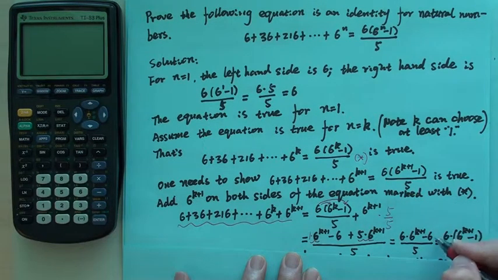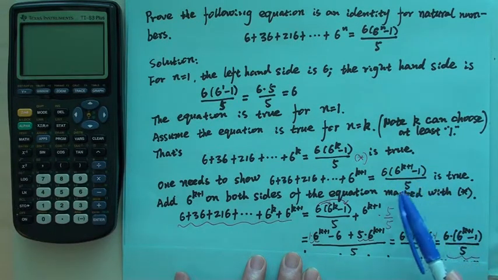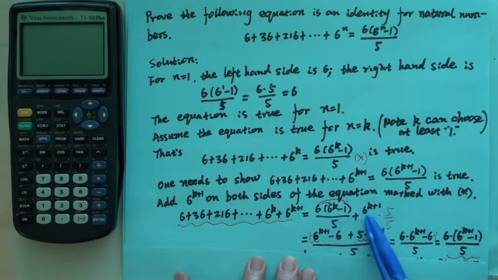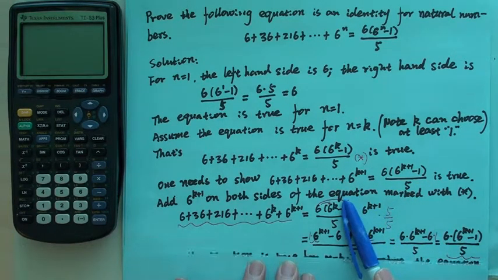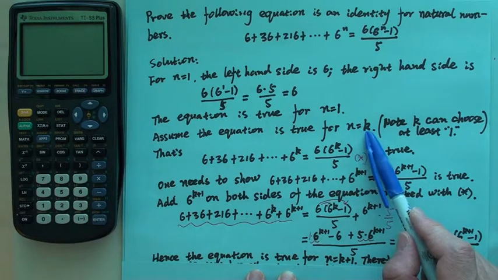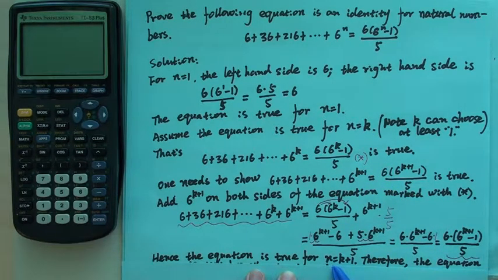Now, 6 times 6 to the k plus 1 minus 6. Remember, 6 again is 6 times 1. Then you can pull this 6 out. Then we'll have a 6 to the k plus 1 left, and here you have a 1 left, and it's subtraction over 5. And this one is exactly the one right here. So starting with the equation star, we have proved this is really true by those steps. Hence the equation is true for n equals k plus 1. Starting from n equals k, you can prove the equation is also true for n equals k plus 1.